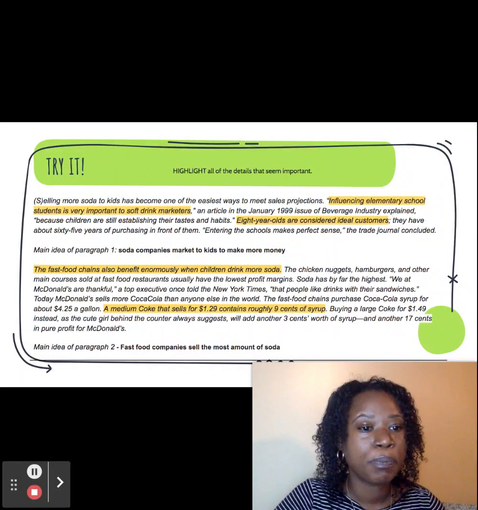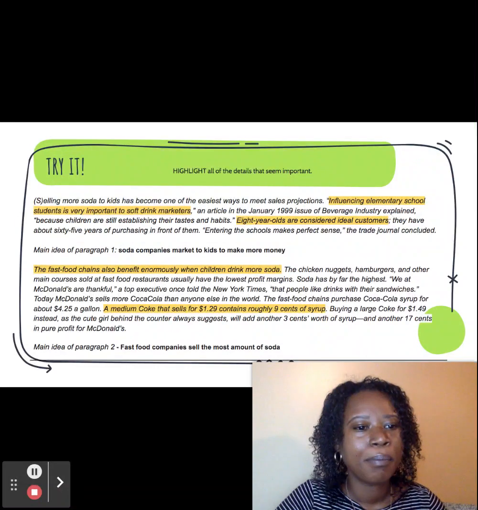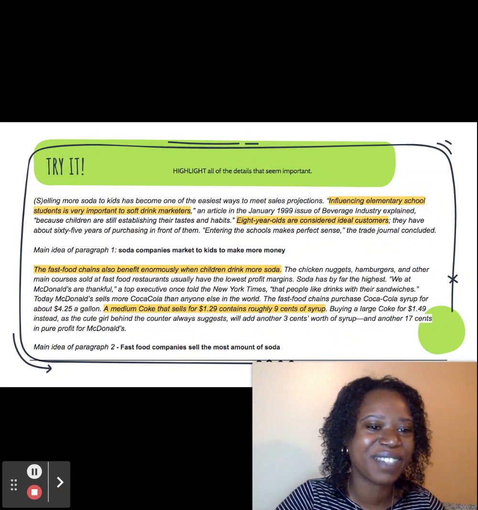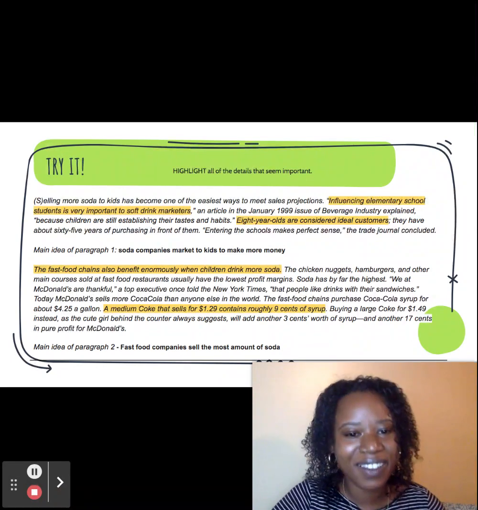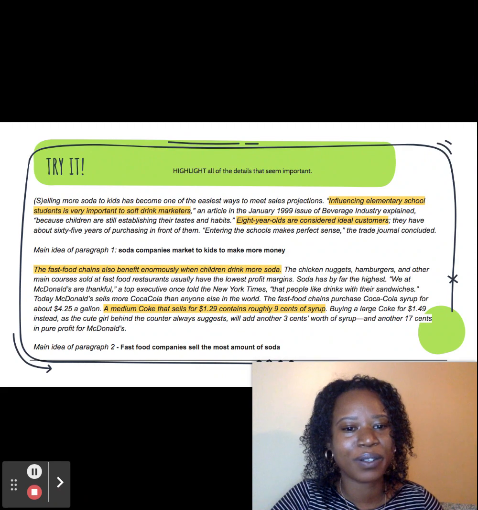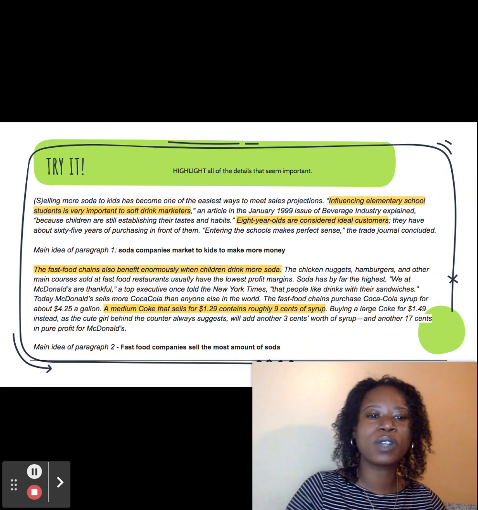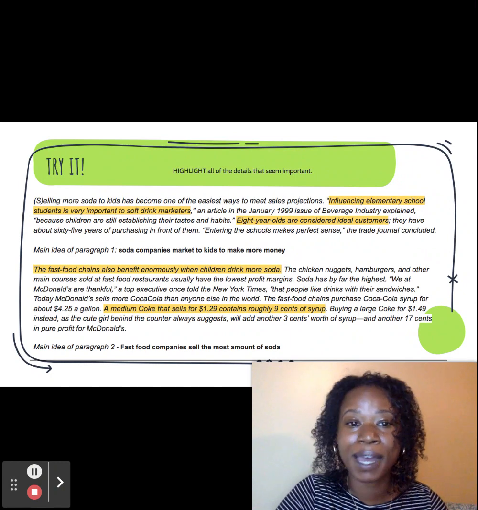The fast food chains purchase Coca-Cola syrup for about $4.25 a gallon. A medium Coke that sells for $1.29 contains roughly 9 cents of syrup. Buying a large Coke for $1.49 instead, as the cute girl behind the counter always suggests, would add another 3 cents worth of syrup and another 17 cents in pure profit for McDonald's. Main idea of paragraph 2 would be fast food companies sell the most amount of soda.